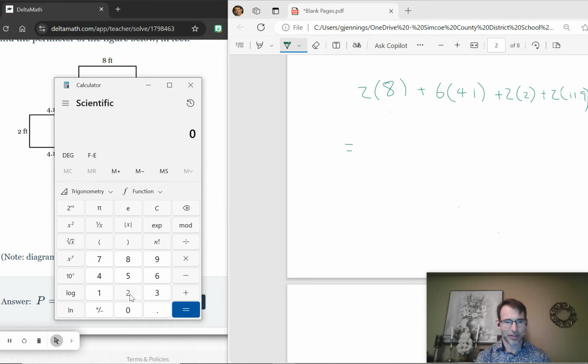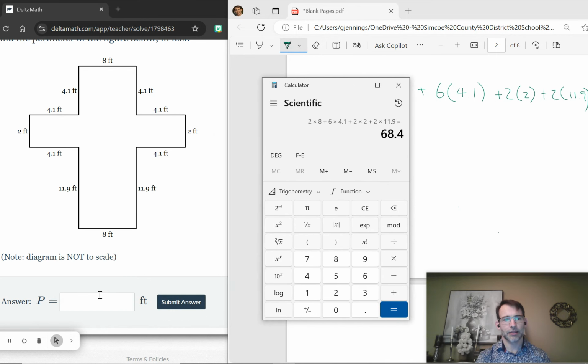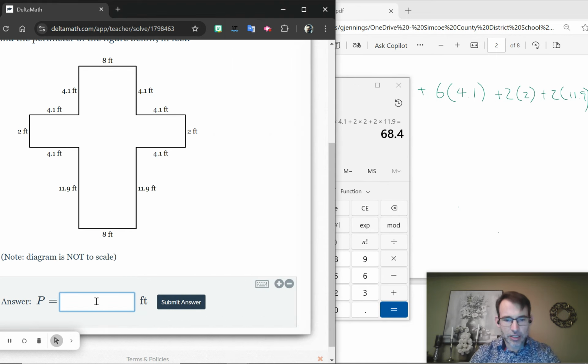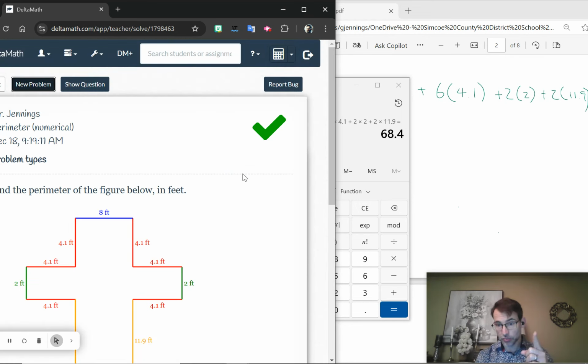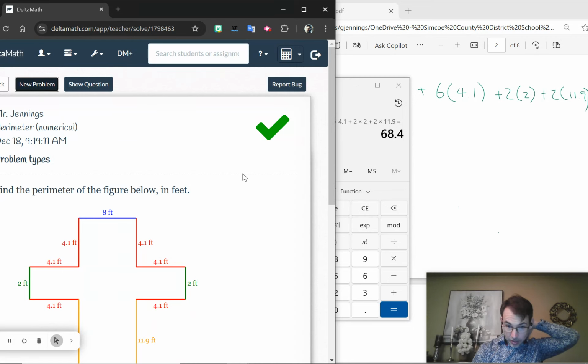So I go 2 times 8 plus 6 times 4.1 plus 2 times 2 plus 2 times 11.9 equals 68.4. Diagram's not to scale, watch out. 68.4. Submit it. And remember this important step, everyone. Good job, pat on the back.